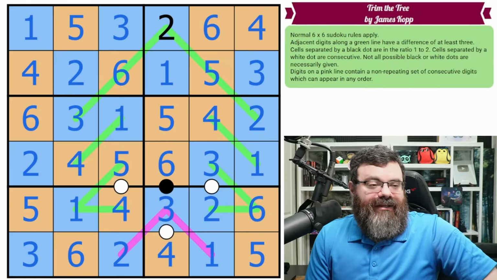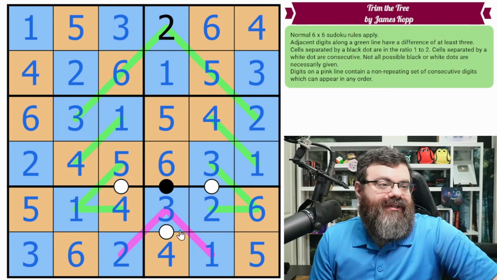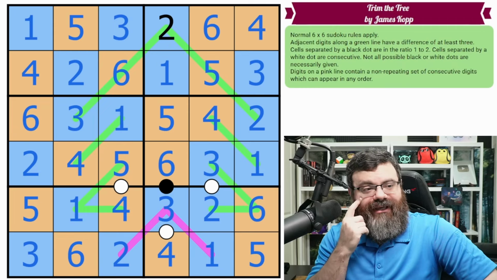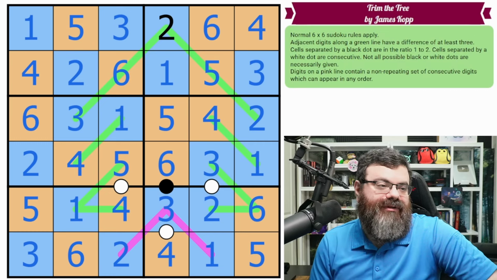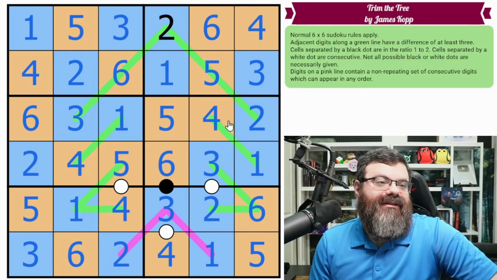All right. Neat puzzle, James. Very nice debut. Also, nice picture of a tree. And we actually made great use of the clues that make up the tree, which is always great. Really like the logical flow there.